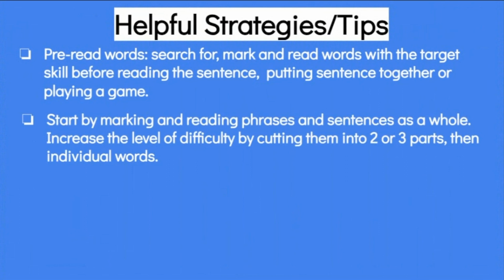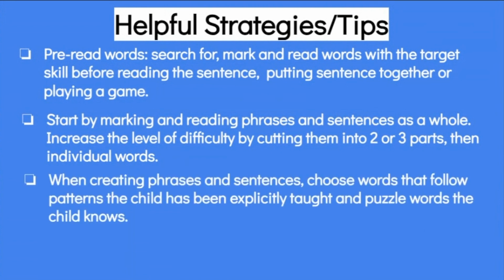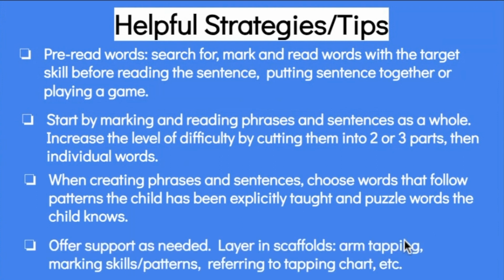When you're doing sentence work, it may be helpful to start by marking and reading phrases and sentences as a whole before you increase the level of difficulty by cutting them into 2 or 3 parts. And then the individual words is the most difficult. If you decide to create phrases and sentences, like maybe you want to make your own yes or no sentences, just be sure to choose words that follow patterns that the child has been explicitly taught and use puzzle words that the child knows. And finally, offer support as needed.